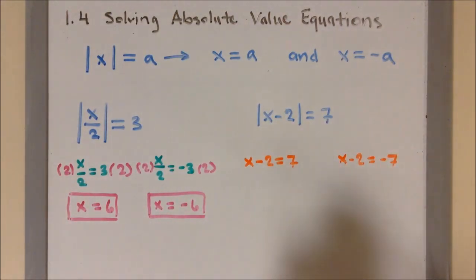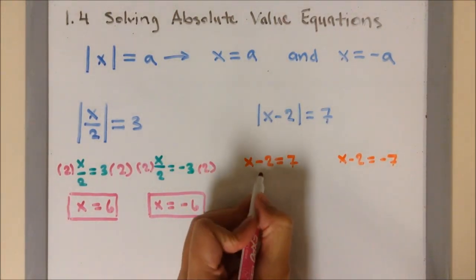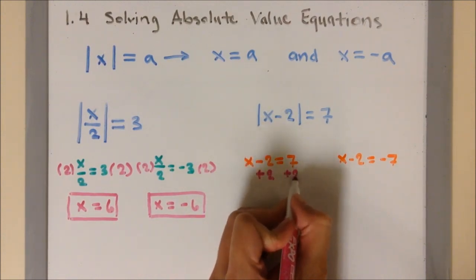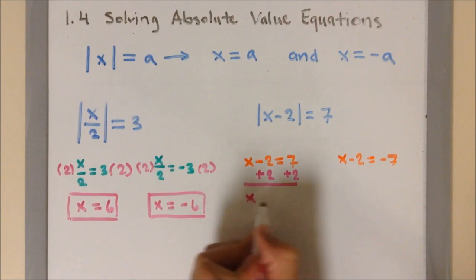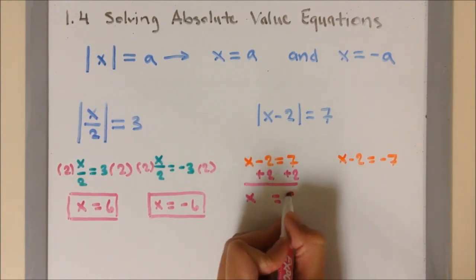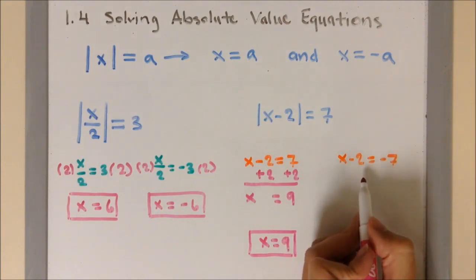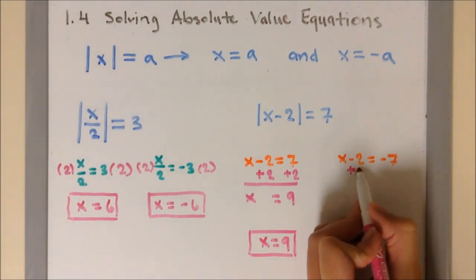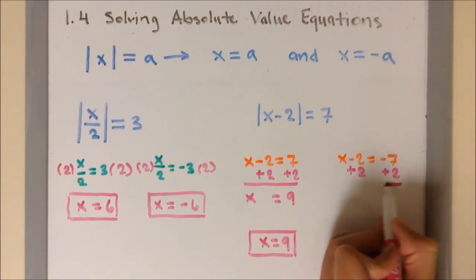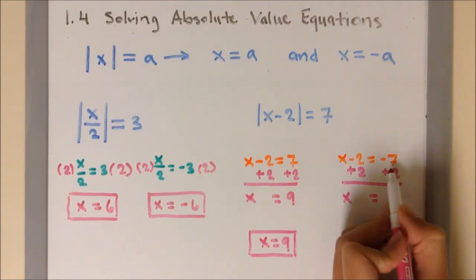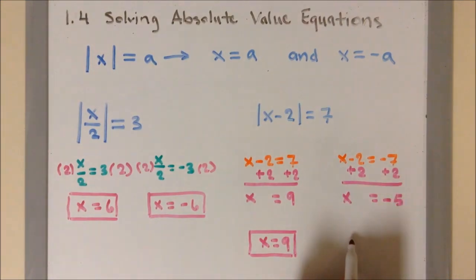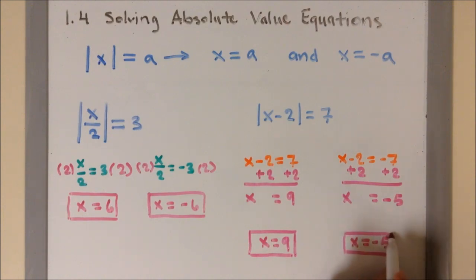Alright, on the left, I'm going to cancel out the minus 2. So I'm going to add 2 here, add 2 here. So x equals 7 plus 2 is 9. So the first one is x equals 9. Now on the other one, same thing. Plus 2 here, plus 2 here. Negative 7 plus 2 becomes negative 5. So our second solution is x equals negative 5. So here are our two solutions for example 4.